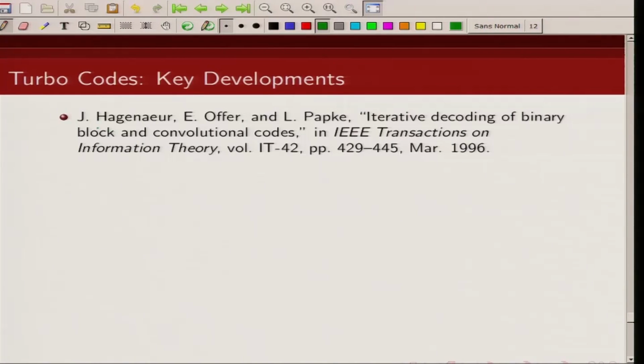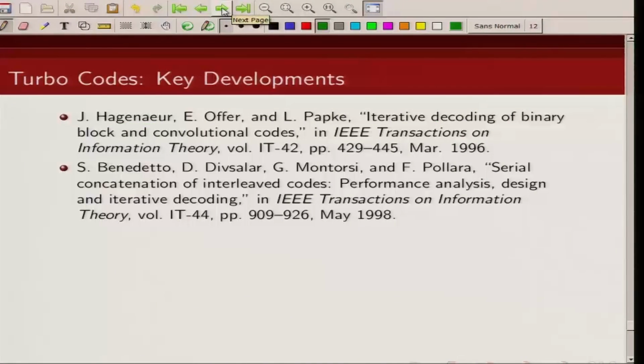This is a nice paper by Hagenauer, on iterative decoding of binary block and convolutional codes. This explains the BCJR algorithm and turbo decoding using the BCJR algorithm in a very nice way.